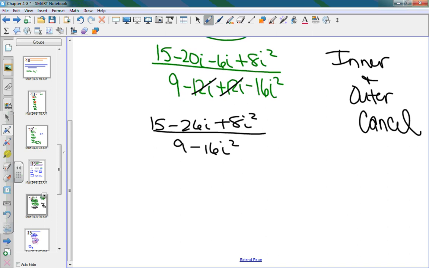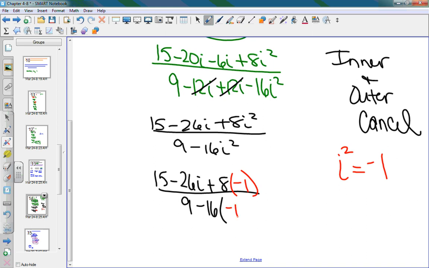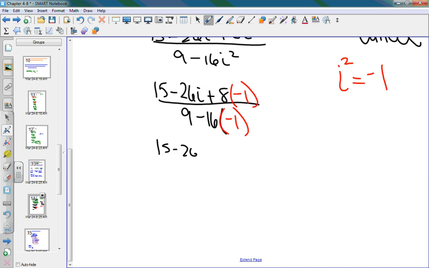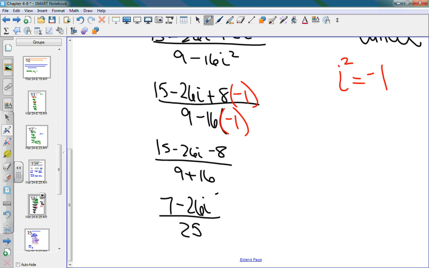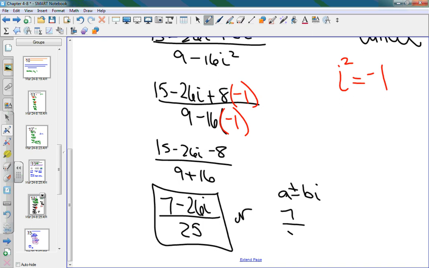But what we have to remember now is that our lovely little friend i squared is equal to negative 1, and I plug and chug what I know. And then I combine like terms. So this is 15 minus 26i minus 8 over 9 plus 16. So what's 15 minus 8? Well, it's going to give you 7 minus 26i on the top. And what's 9 plus 16? That gives you 25. So I would accept this answer, or in a plus or minus bi form, that's going to be 7 over 25 minus 26i over 25.